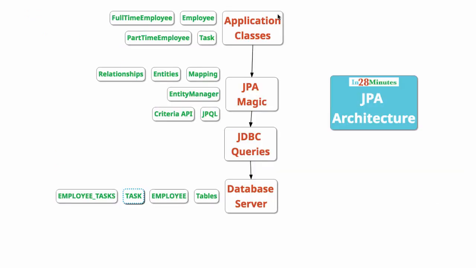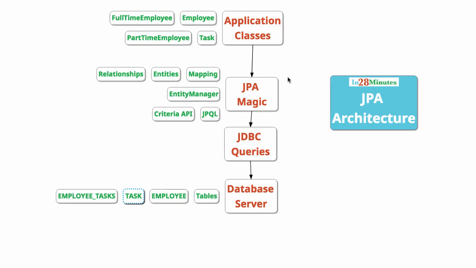Welcome to this video where we would try and understand how JPA solves the problem of object relational mapping. The problem we were talking about is the fact that the application classes, the way we design our objects, is different from how we design tables on our database. So the way we design this employee, task, part-time employee, full-time employee objects is different from how we do things on the database. Task, employee, employee tasks. So how does JPA solve the problem? JPA provides a mapping. You can map application classes to tables. You can say this class maps to this table.